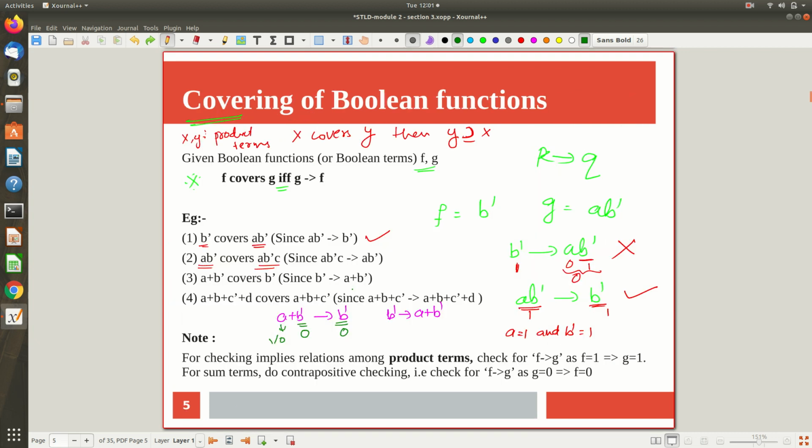So here the f2 is b dash. Whenever b dash is 0, can I get a plus b dash as 0? No, because a can be 0 or 1. When a is 0, fine, I am getting it as 0, but I don't know anything about a. So this is invalid. I can't say anything like this. Fine, this is invalid.